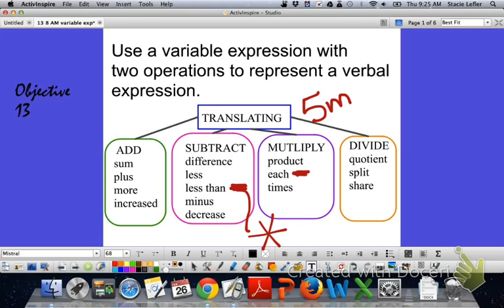And another good one would be dividing. Quotient, split, and share all mean dividing. So if you're splitting the cost of something, you can take the cost, and if we're splitting it among 5 people, we would divide it among 5 people. C for cost divided by 5.